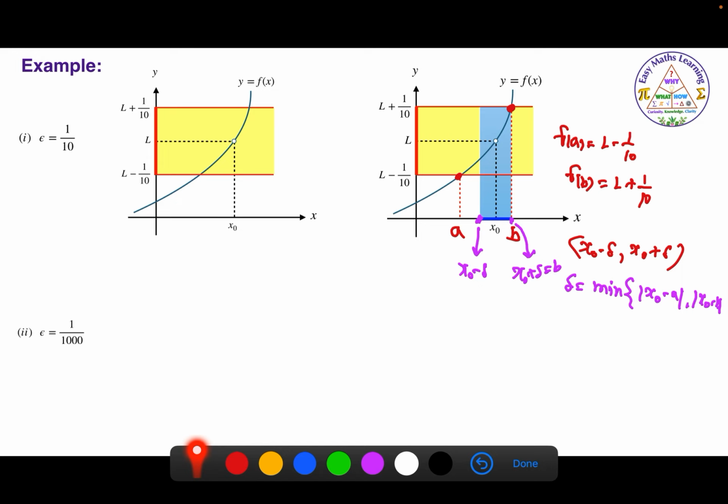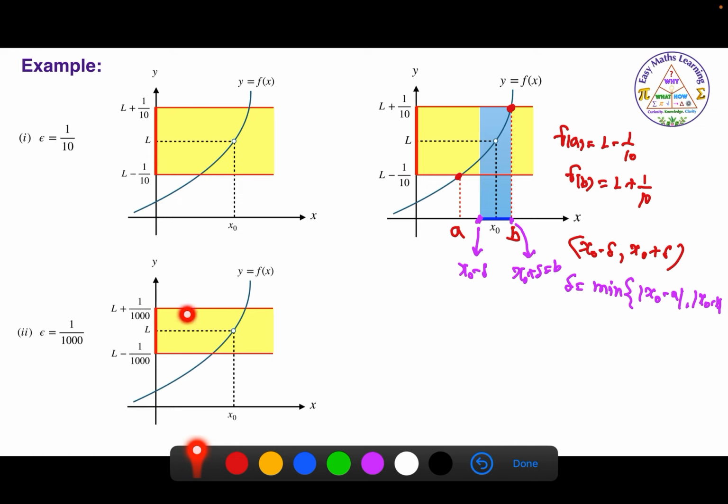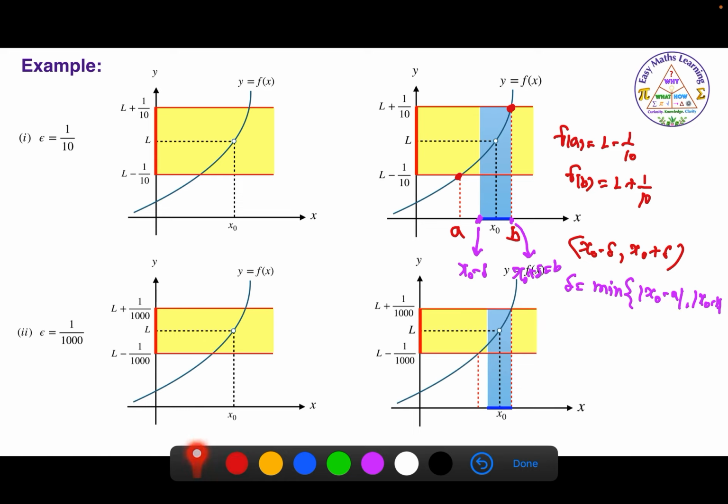Now we consider epsilon 1 by 1000, which is smaller than the previous one. Then the epsilon band around L also becomes extremely thin. You can see here. So now we find the values of x for which function values lie within this range. See here, this is A, this is B, and f of A equals L minus 1 by 1000, and f of B is L plus 1 by 1000.